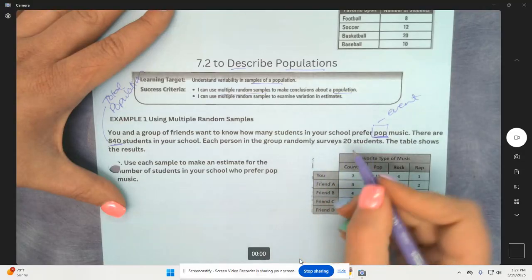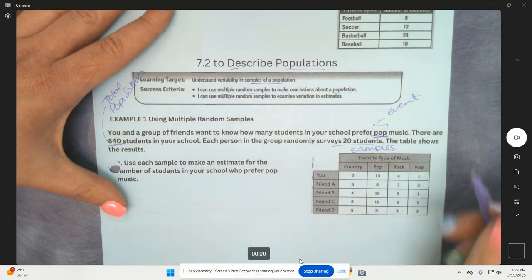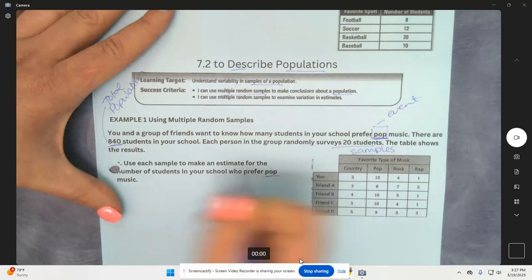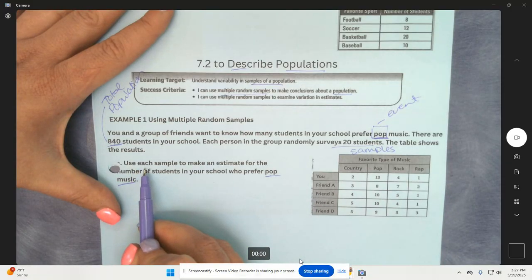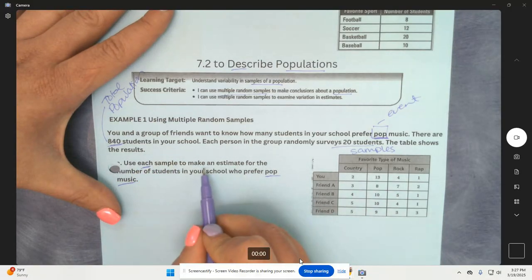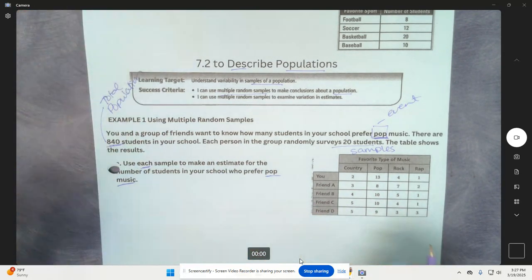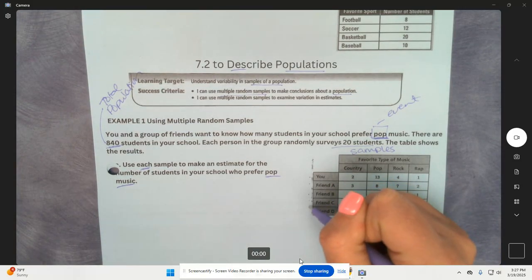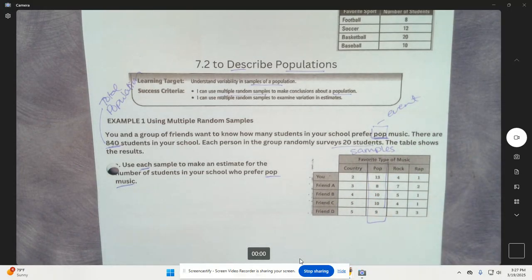Each person in the group randomly surveys 20 students, so this is going to be our samples because it's part of the population. The table shows the results. Use the sample to make an estimate for the number of students in your school who prefer pop music. So we want to reread that again. It says use each sample to make an estimate for the number of students in your school. So what we're going to do here is we're going to use each one of these samples, so you and 4 friends, and we're just going to look here at pop.